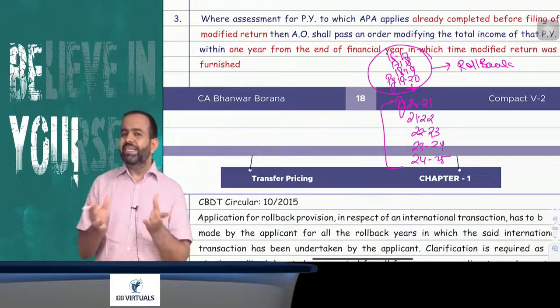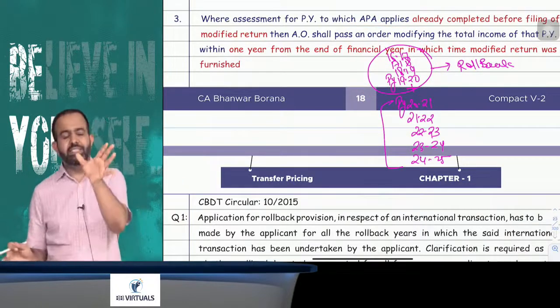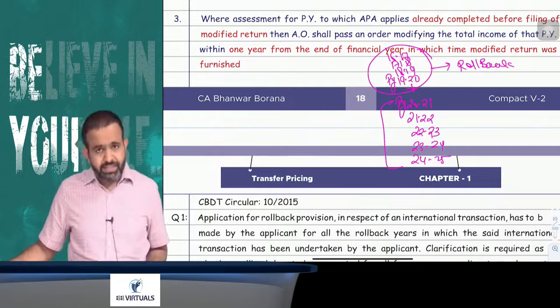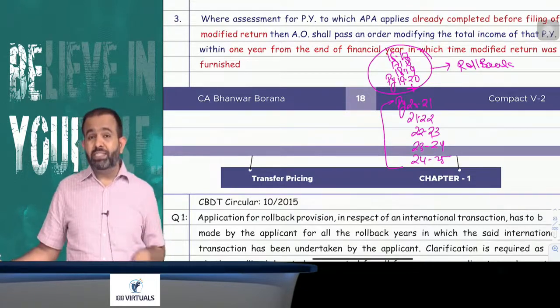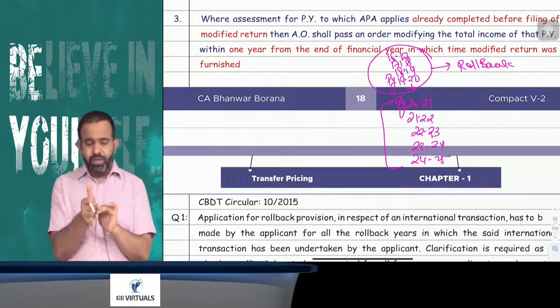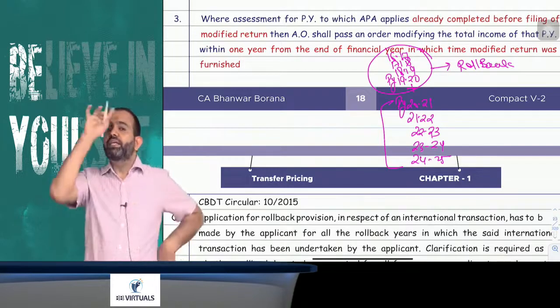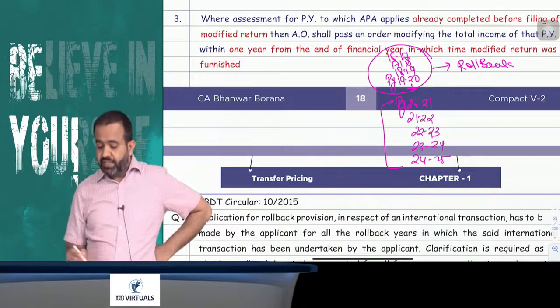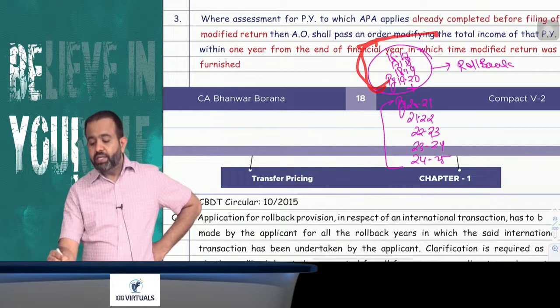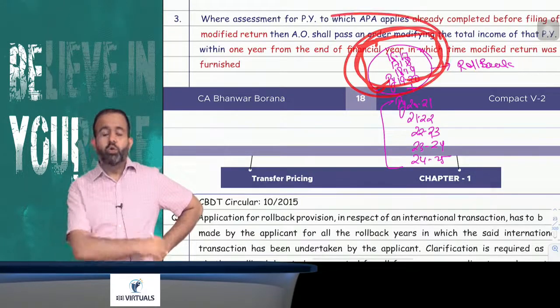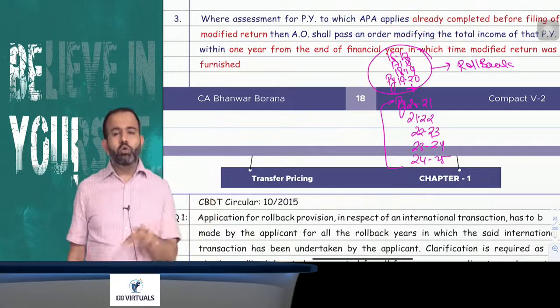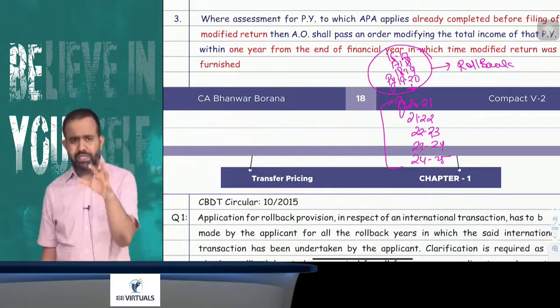So in simple words, can I say that you can apply for APPA for a maximum of 9 years? 9 years means 5 years is your main APPA, and if earlier also that transaction was similar, in that case these 4 years also you can cover in the APPA. This is known as the rollback year. Now all people just pay attention, very interesting part.